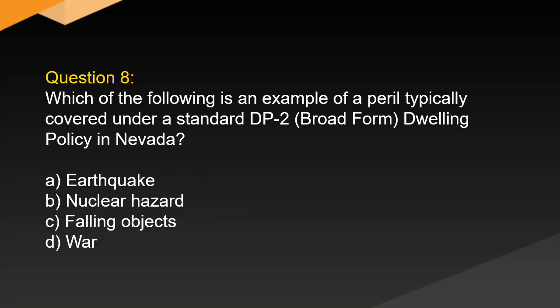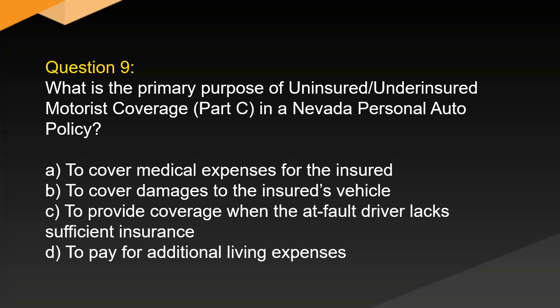Question 8. Which of the following is an example of a peril typically covered under a standard DP2 broad form dwelling policy in Nevada? A. Earthquake. B. Nuclear hazard. C. Falling objects. D. War.